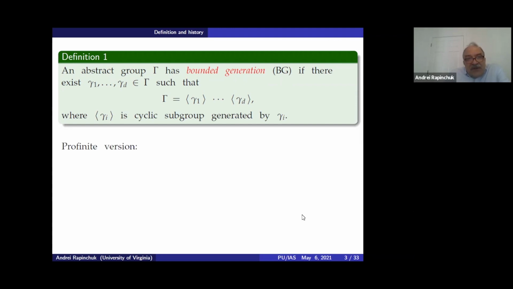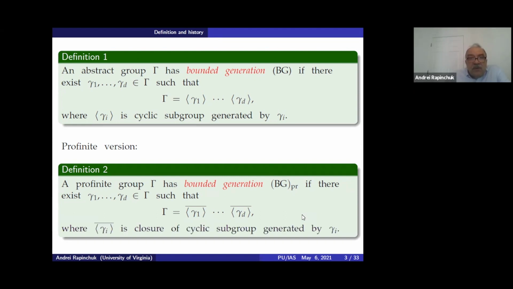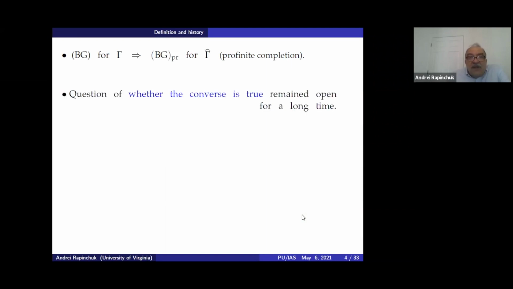This definition has an obvious profinite version, namely, a profinite group gamma has bounded generation in the profinite sense if, again, one can find a finite collection of elements in it, not necessarily distinct, so that the group itself is the product of the closures of the cyclic subgroups generated by those elements. Clearly, if a group gamma has bounded generation as a discrete group, its profinite completion has bounded generation as a profinite group. Now, the question of whether the converse is true remained open for quite some time, and the results that I'm going to talk about in this presentation actually show that bounded generation in the profinite sense does not imply bounded generation for the discrete group.